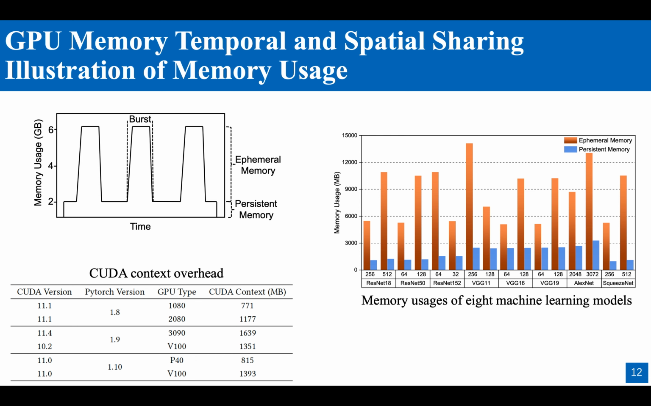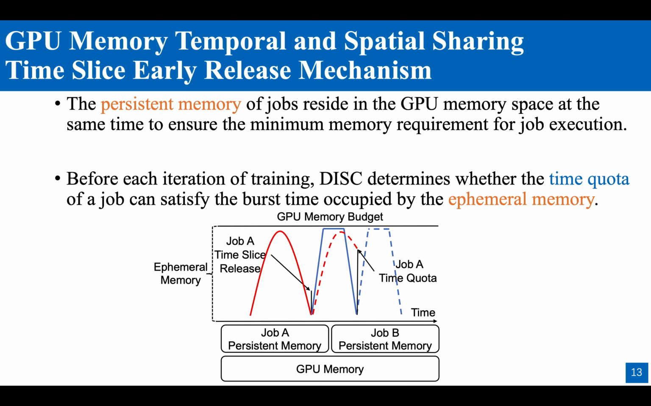The bottom left table lists the CUDA context overhead for different CUDA, PyTorch versions, and GPU types. The right figure describes the ephemeral and persistent memory usages for 8 machine learning models with different batch sizes. Based on the memory usage, DISC proposed the time-slice earlier release mechanism. The persistent memory of jobs resides in the GPU memory space at the same time to ensure the minimum memory requirement for job execution.